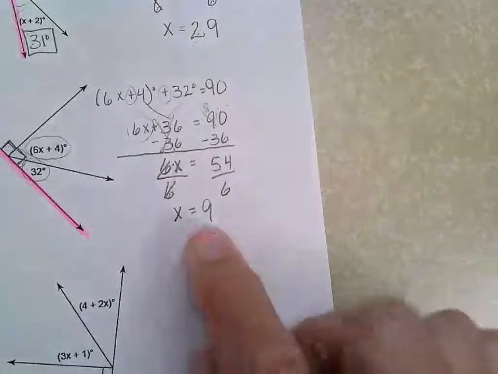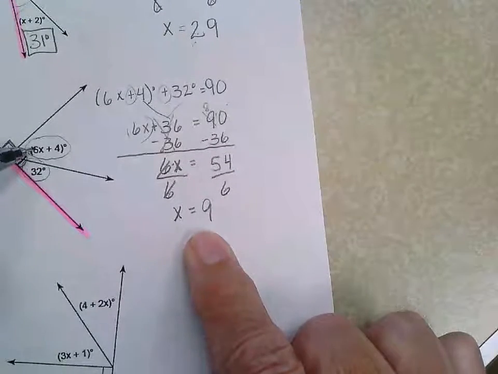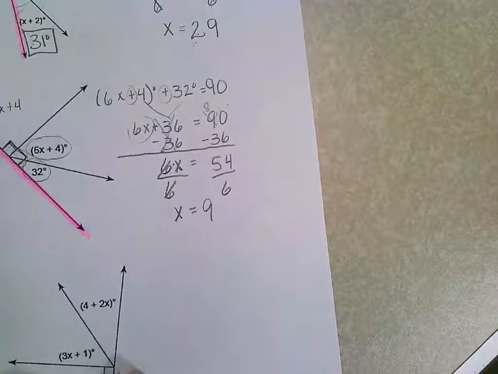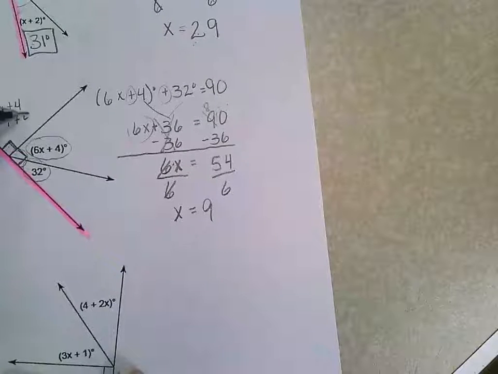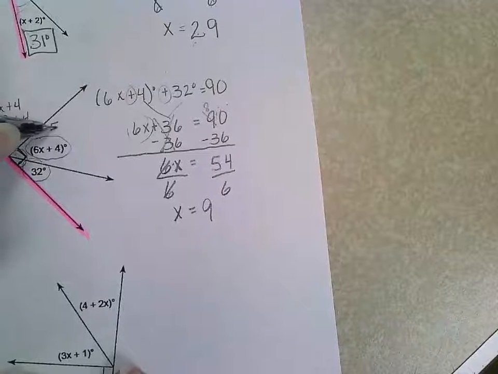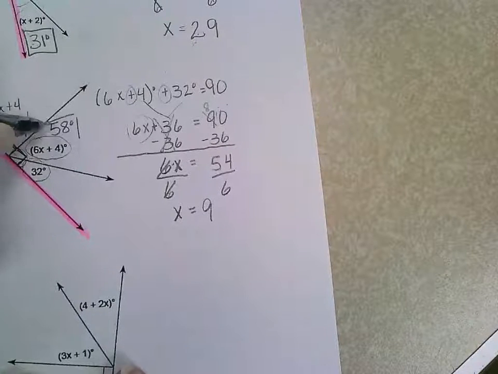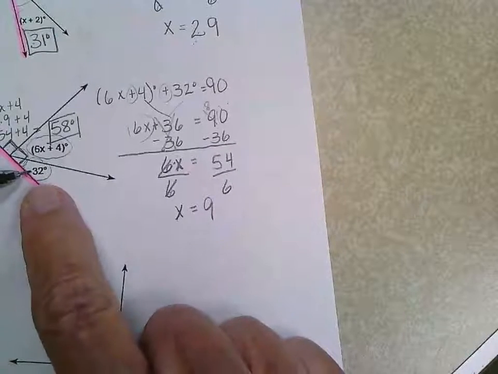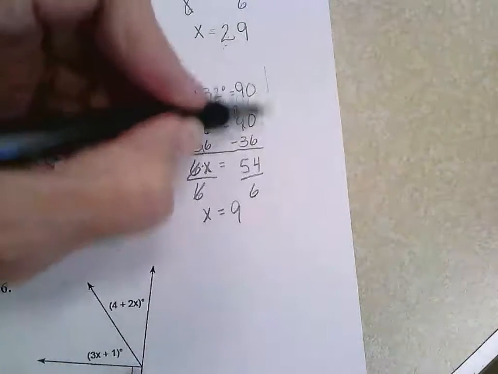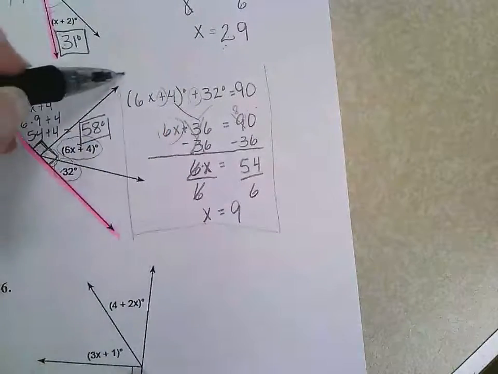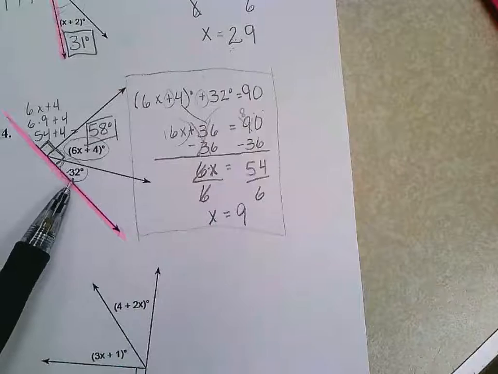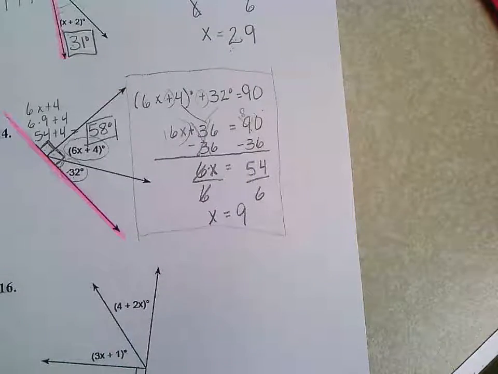So when I substitute 9 back in for this expression, 6x plus 4, I get 6 times 9 plus 4, 54 plus 4, and that's going to give me 58 degrees. I could have simply just taken 32 degrees and subtracted that from 90, but again, the purpose of this activity is to practice our algebra when I am trying to find missing angles.